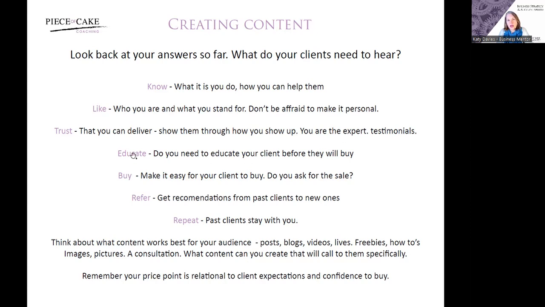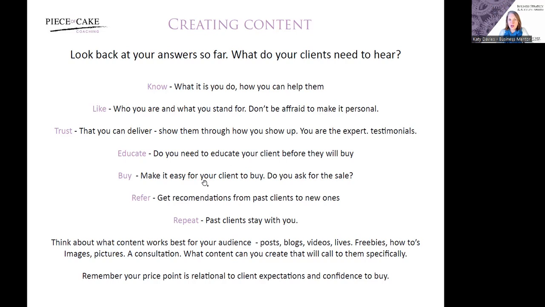Now, normally it's know, like, trust and buy, but I like to add in this educate piece, because it's about how much of the education piece needs to be in your content before your client will buy. And that's why, when we were talking about it earlier, it's really trying to understand that in terms of where the client is in their journey.